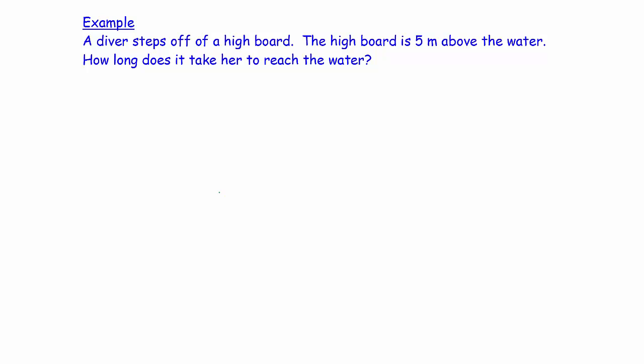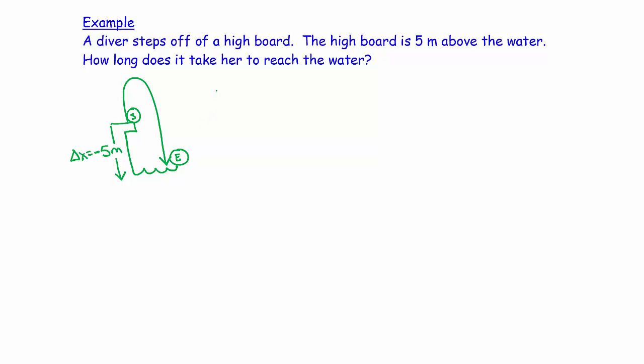Diver steps off the high board. High board is 5 meters above the water. So here's the high board, here's the water, and that there is 5 meters. I don't know where the beginning and the end is, so I'm just going to put down 5 meters for the minute. How long does it take her to reach the water? So she goes there. So this is the start of my journey, and this is the end of my journey. Now I can say, oh yeah, okay, that means that that displacement from the beginning to the end is equal to minus 5 meters.